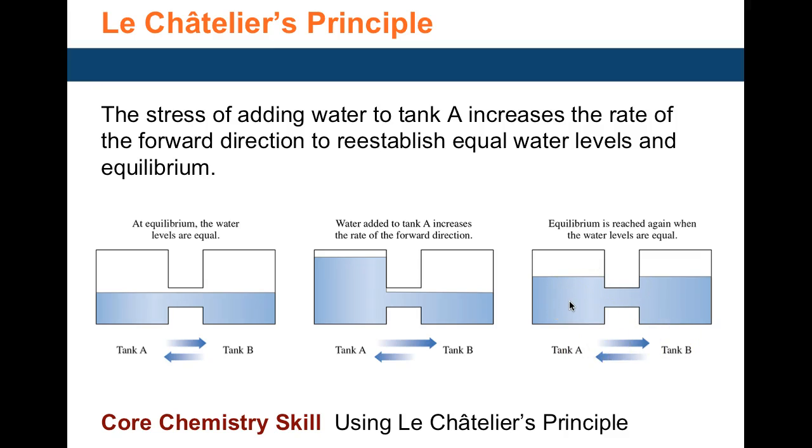So imagine this to be the reactant. You add more reactant, you're going to get more product. You have to get more product in order to re-establish a new equilibrium. Now, if you had removed some of this water, some of the reactant, then of course some of the product would have to break down to replace that reactant. So again, a new equilibrium would establish with the product level going down and the reactant level coming up.